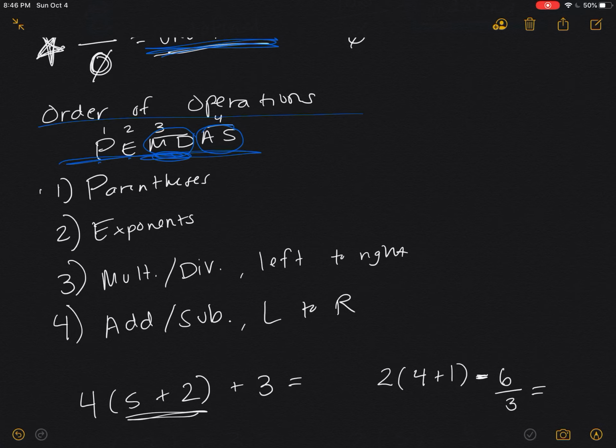We saw that with addition and subtraction, right? You can rewrite it. So it's not like you do multiplication first then division. You just do them in the order that you see them.